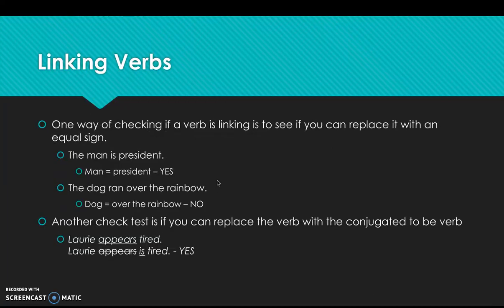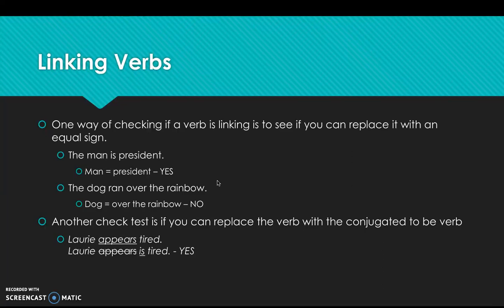So one way, if you're trying to check if something is a linking verb, is you can replace the verb with an equal sign. So if the sentence is the man is president, well, if we put an equal sign in there, then yes, the man does equal president. As opposed to, the dog ran over the rainbow. If we put an equal sign in there, dog equals over the rainbow, that doesn't necessarily make sense, and that's not the message of the sentence. We're not trying to say where he is located.